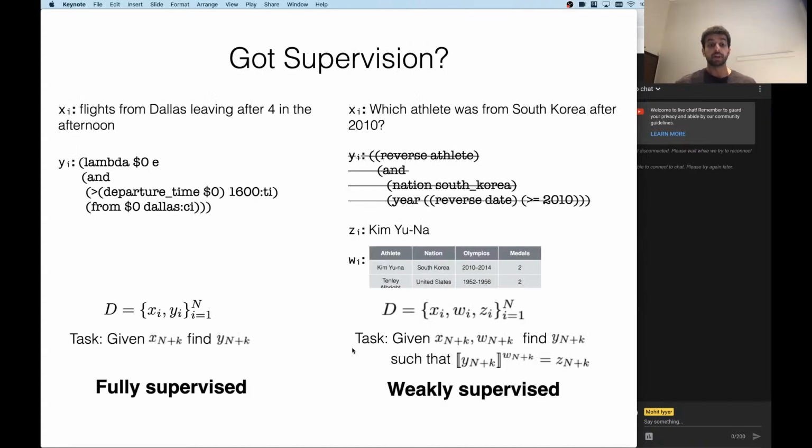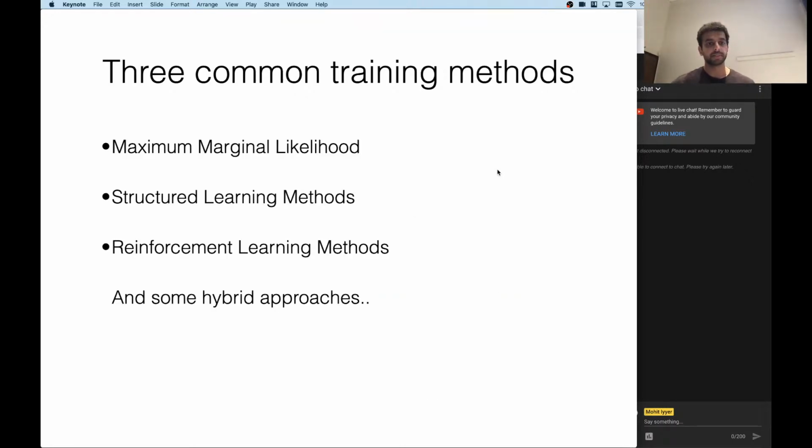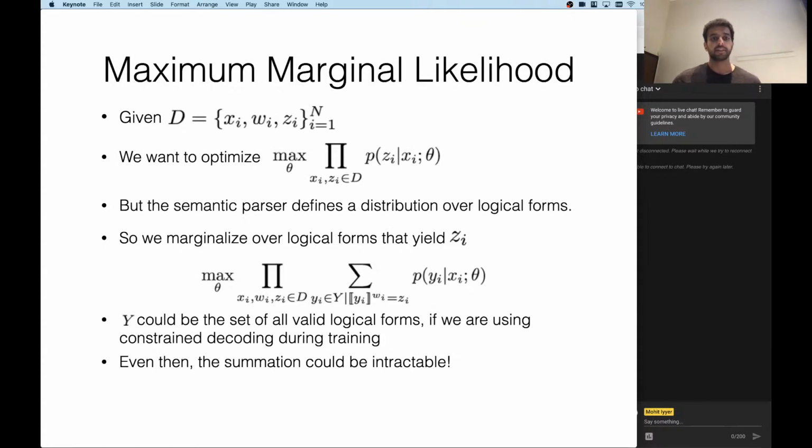Okay, so we're going to focus on this right-hand side for a while now, the weakly supervised setting where you don't observe the logical forms. So there are a couple of different methods that we can use to train these kinds of models. So we'll start with probably the simplest one to understand and implement, but then talk about why it's kind of limited and why we might need to use some heuristics or other kind of hacky techniques to make it feasible to actually do this. So in maximum marginal likelihood training, we have this setup that was described earlier.